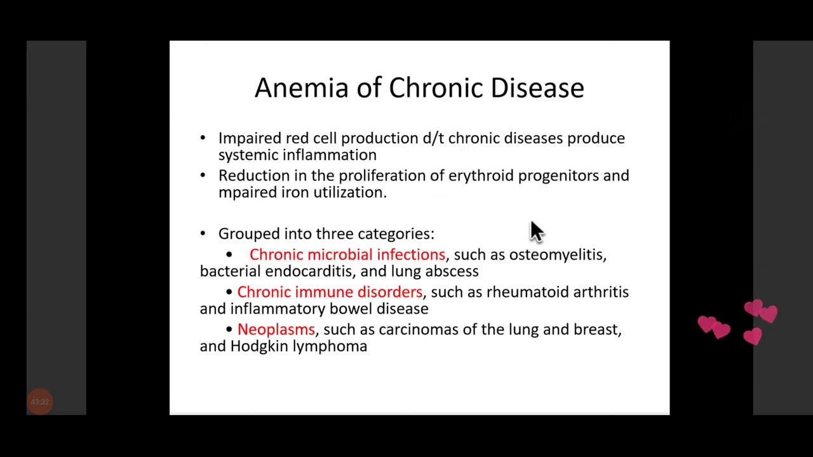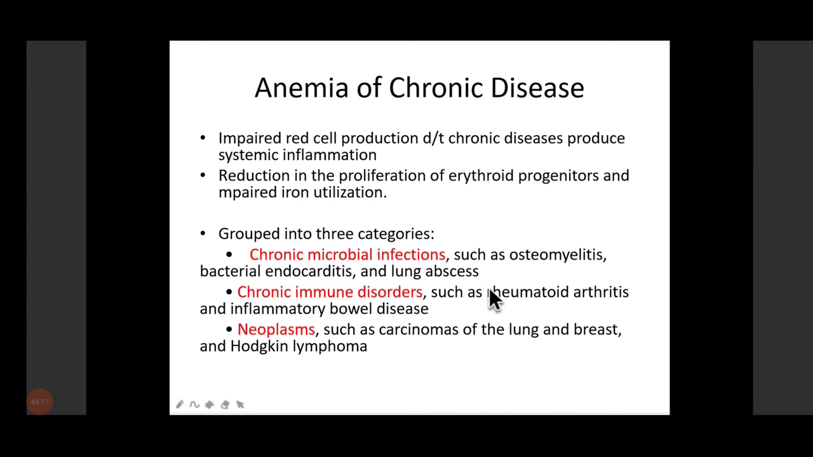Coming to anemia of chronic disease, which is one of the common causes of microcytic hypochromic anemia, this is the case in which a patient had rheumatoid arthritis and was developing anemia. There is impaired red cell production due to chronic disease produced by systemic inflammation, a reduction in proliferation of erythroid progenitors, and impaired iron utilization. It is grouped into three categories: chronic microbial infections, chronic immune disorders, in which rheumatoid arthritis comes, and inflammatory bowel diseases, and neoplasms such as carcinomas of the lungs and breast, and Hodgkin's lymphoma. Among the chronic microbial infections, we can have osteomyelitis, bacterial endocarditis, and lung abscess.